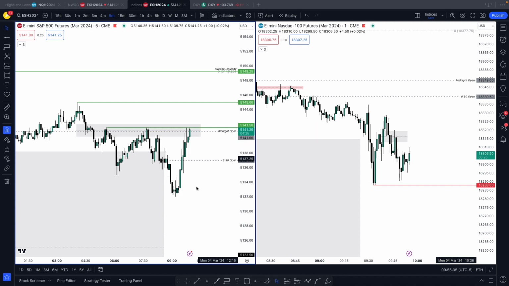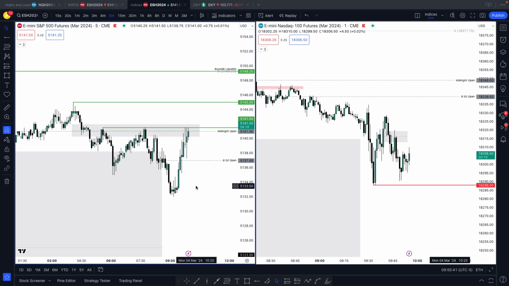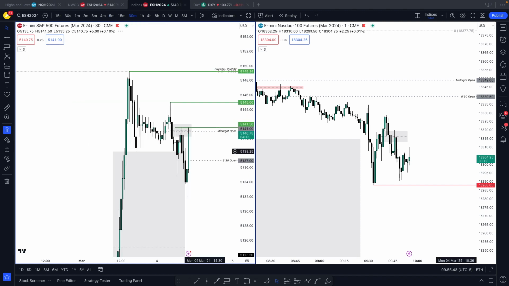Okay, yes, just back at the midnight open there. See if it can run these equal highs. Still just trading inside that 30-minute SIBI though. So being cautious of that.